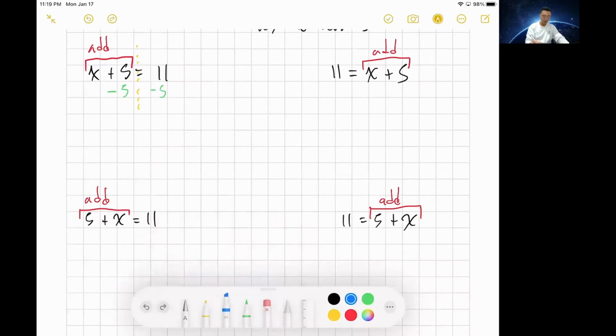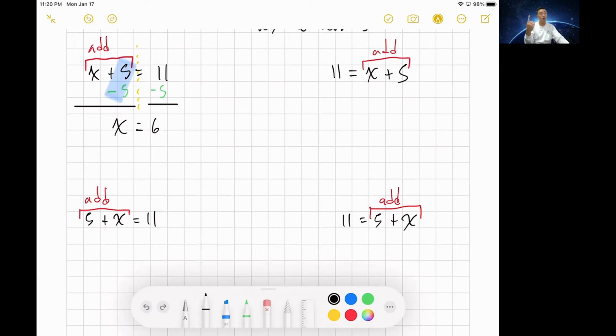What happens between 5 and minus 5, what do you get? You get a 0. And that's what I want. I want to get rid of that 5 so that x is by itself, right? It's just that we don't need to write x plus 0. We just need to write x, okay? Because we got rid of the 5, right? X plus 5, subtract, you get 0. Now, over here is not 0. This is 11 minus 5 equals 6. And now that the x is by itself, we know that x equals 6.